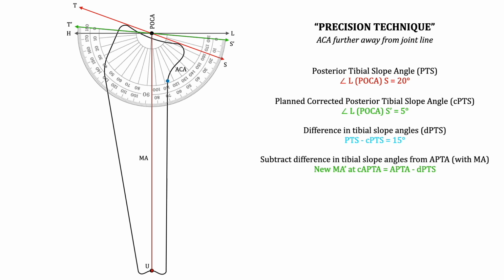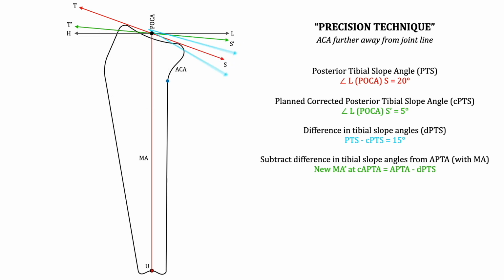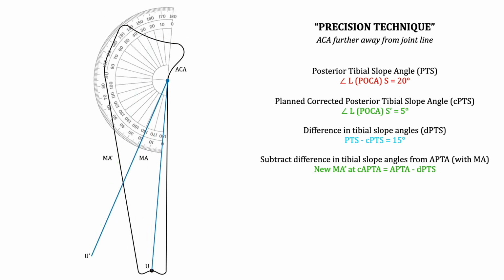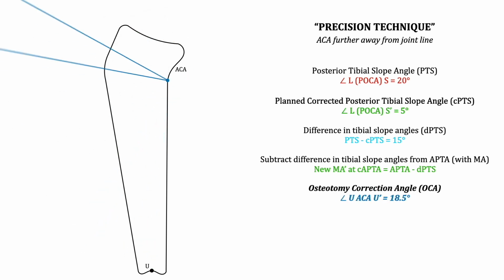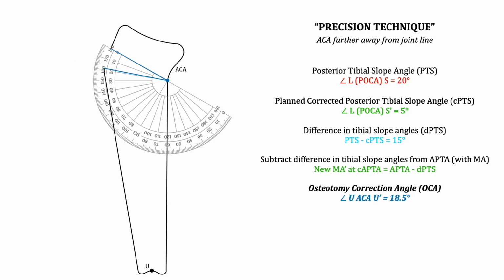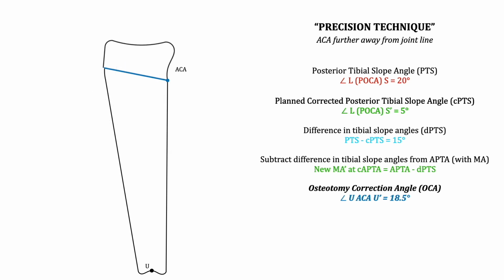We note that, as the position of the ACA changes, the value of osteotomy correction angle also changes. It is this precise value of the osteotomy correction angle that gives us the precise postoperative planned posterior tibial slope value.